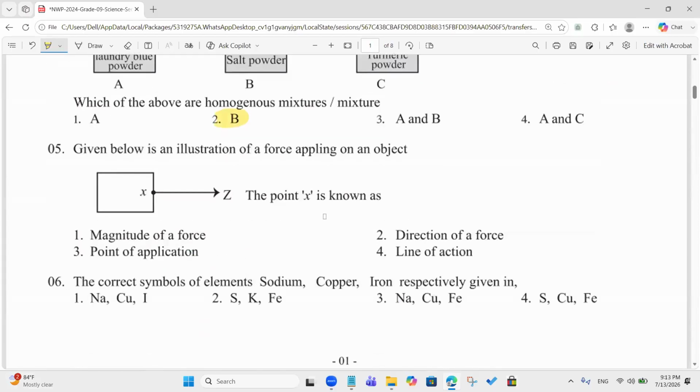Given below is an illustration of a force applying on an object. You can see the point. This is the point where we apply the force. So what do you call the point X? Point of application. Yes, point of application of force. Correct.